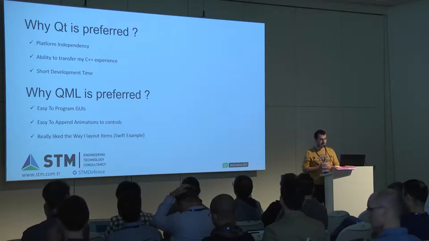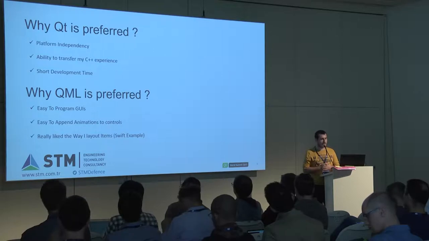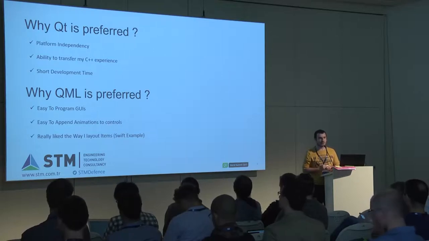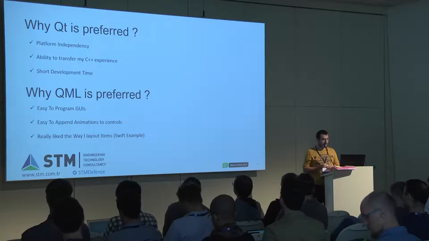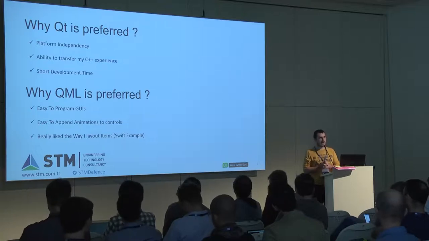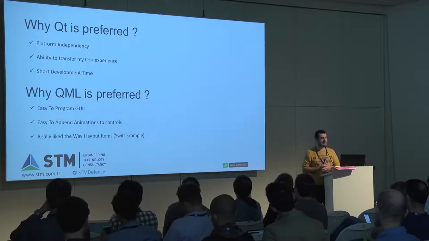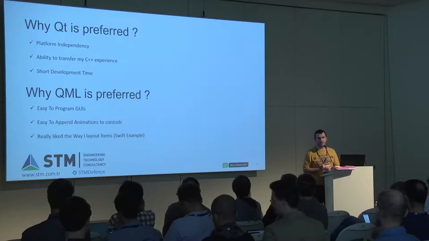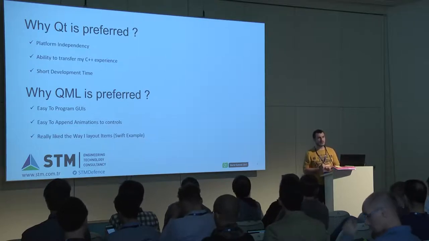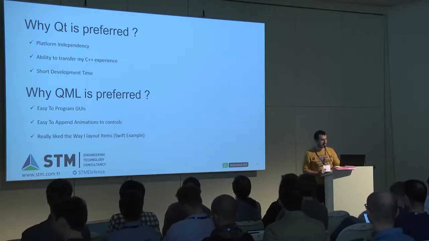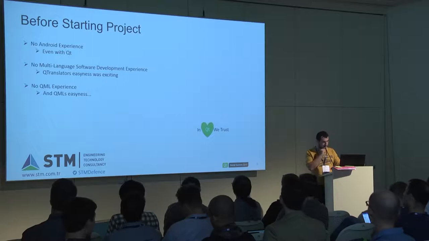The reasons for choosing QML are its ease of programming GUI interfaces and the ease of adding animations to the items on the screen. Also, I'm a Swift developer. I really like the way I lay out items using QML because in Xcode, Apple's auto layout interface, you always get boring warnings if you are working on a large project, maybe hundreds of warnings about laying out items. Compared to it, I really like the way QML handles layout.